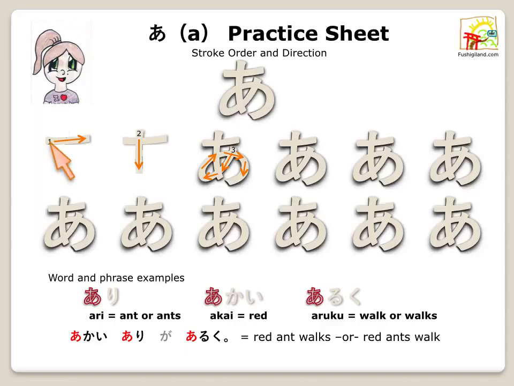The first stroke, stroke number 1, starts on the left and goes to the right. Stroke 2 starts at the top and goes down. Stroke 3, that sort of looks like half a pretzel, starts just below stroke 1 and curls back around to the bottom.